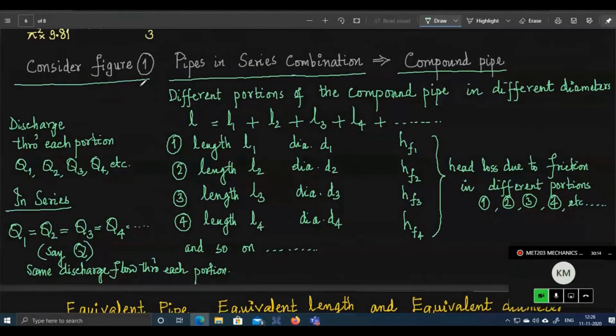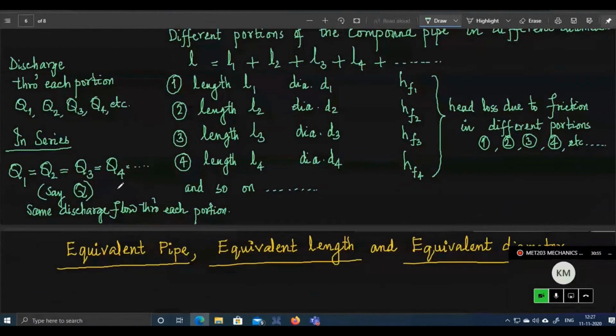So now we'll come to this again. Consider the same figure. I didn't draw the figure again, so we'll make use of that diagram. Even in examinations, please don't forget to draw the line sketches. Pipes in series combination is referred to as compound pipe. Now we have different portions. The total length of the compound pipe is L1 plus L2 plus L3 plus L4 plus etc. The lengths of the different portions are L1, L2, L3, L4, diameters D1, D2, D3, D4, head loss due to friction in different portions HF1, HF2, HF3, HF4, etc., and discharge through each portion Q1, Q2, Q3, Q4, etc. But we know that in series they are going to be equal.